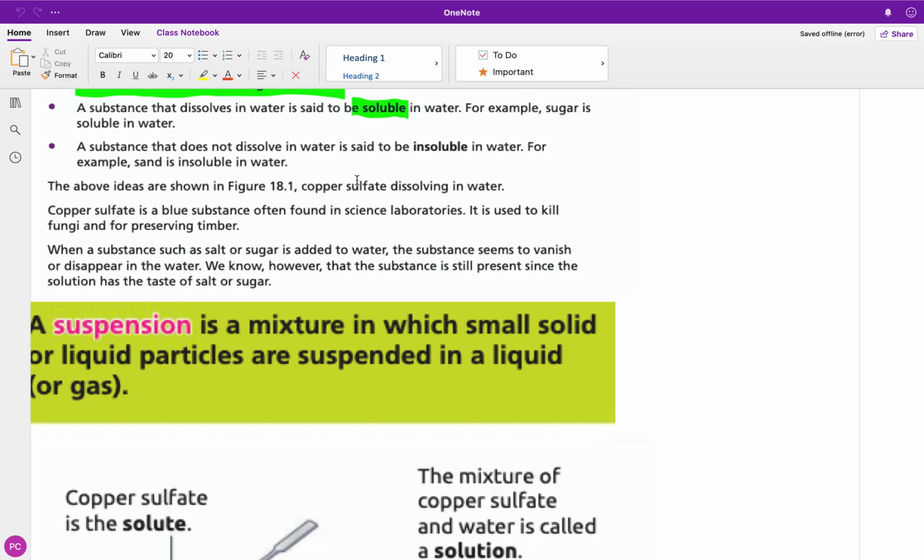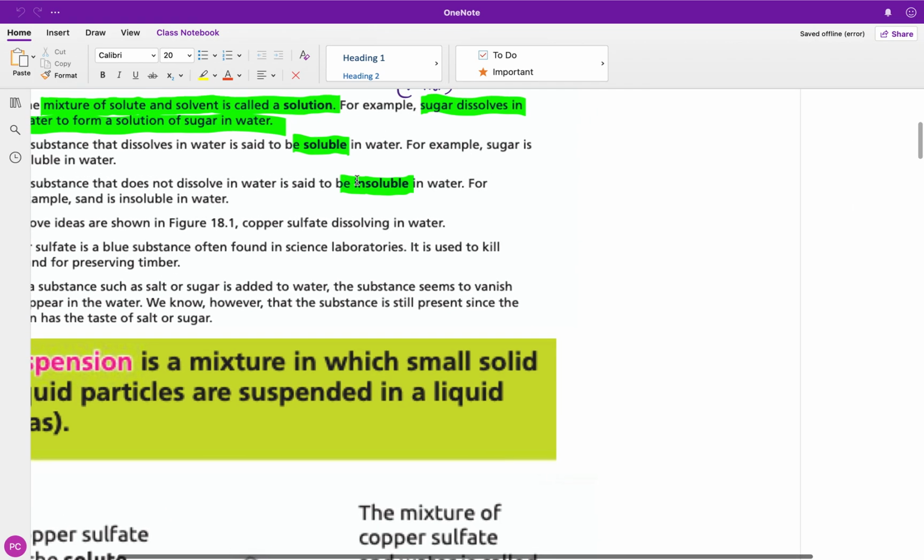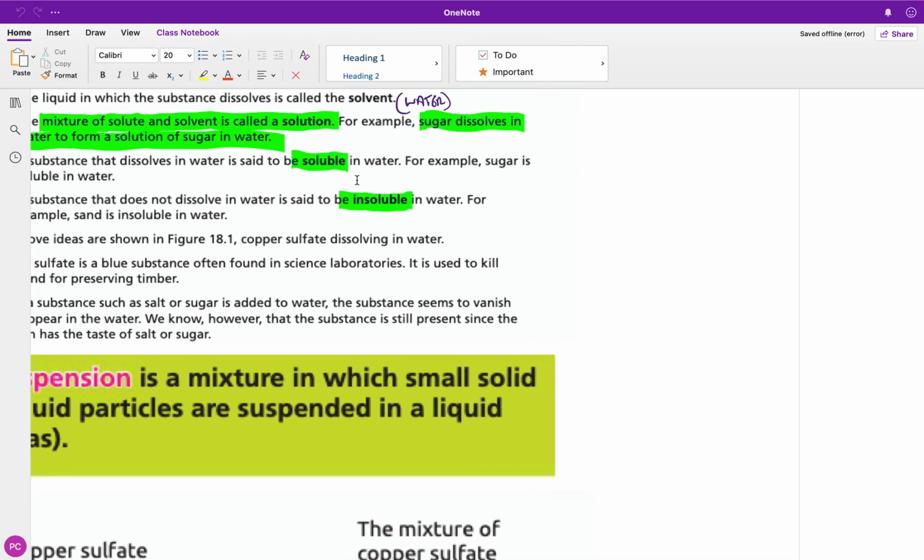If something doesn't dissolve in water, we say it's insoluble. So I had to put those together in some sort of a maths equation. So basically, dissolves means soluble. Won't dissolve is insoluble.